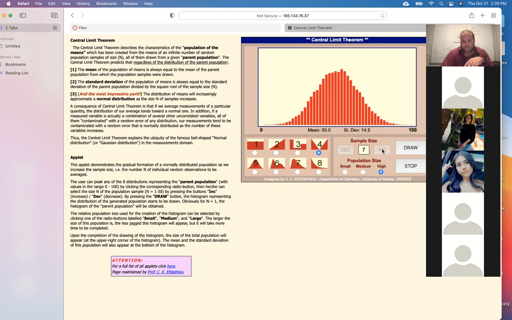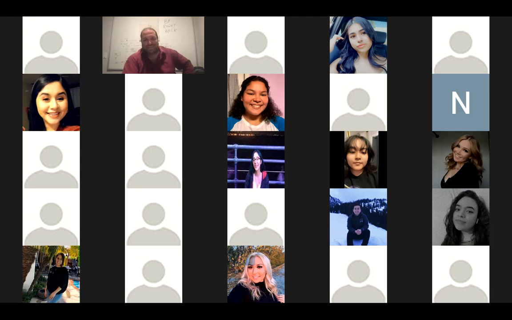What do you think about that? Bell curve or not a bell curve? Bell curve. Seems very bell curve-ish, right? So even if we start with a graph that looks very different than a normal graph, than a bell curve, if the sample size gets high enough, everything looks like a bell curve.